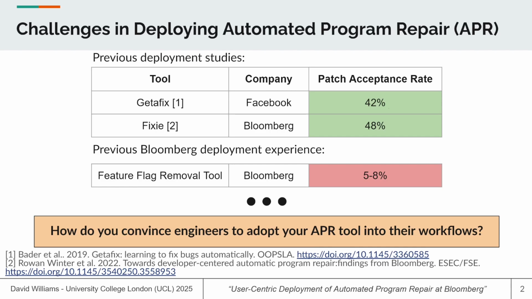APR tools share the common trait that their output is usually a patch which software engineers need to review before applying to their code bases. Prior studies on the deployment of APR have reported strong patch acceptance rates of between 40 and 50%. However, these numbers were recorded in conditions where developers were predisposed to using these tools, and in another instance, a tool recently deployed at Bloomberg only had acceptance rates of between 5 and 8%. This much weaker result suggests that the way in which we present automatically generated patches is crucial to consider when the goal is to achieve the widest possible adoption for a new APR tool.